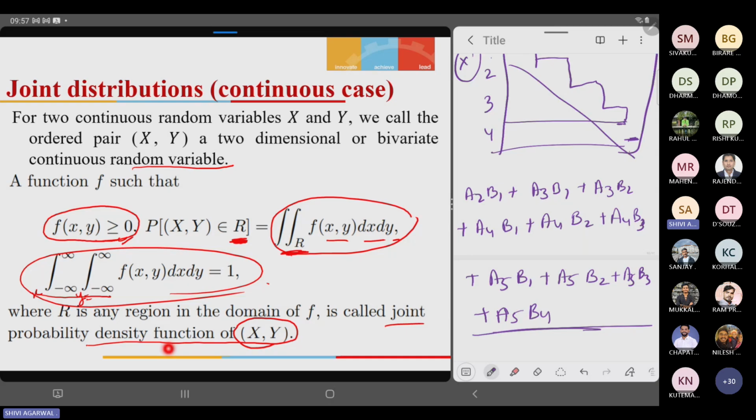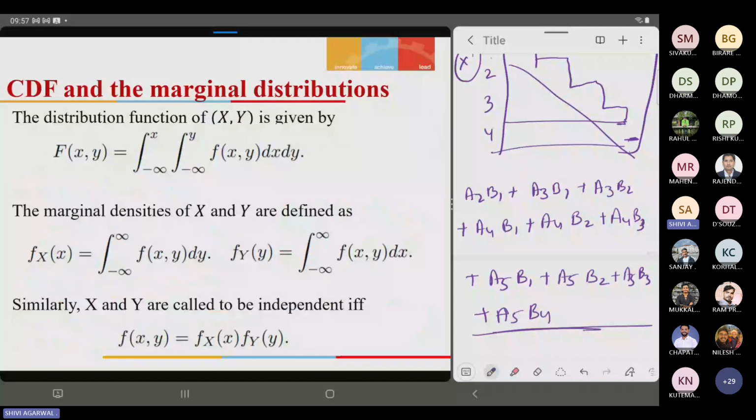So whatever we have done in the discrete case, we are taking the summation. Here we are taking the integration because all values are real values, they are continuous values, so we can't take the summation, we have to take the integration. That you know very well. Okay, we have done this part in chapter 5 basically.